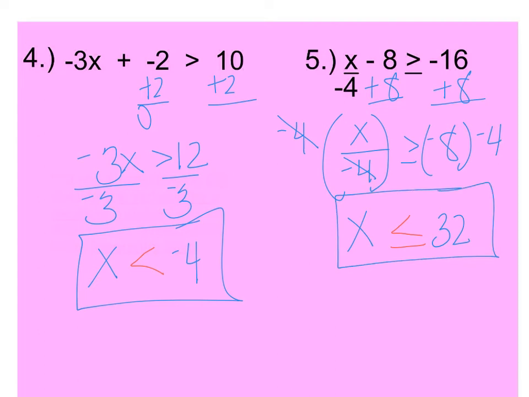So again, that special rule says when I'm at the very last step of the problem, if I find myself trying to get x by itself, and I have to multiply by a negative number to get x by itself, or I have to divide by a negative number to get x by itself, we're going to change the direction of the inequality sign.